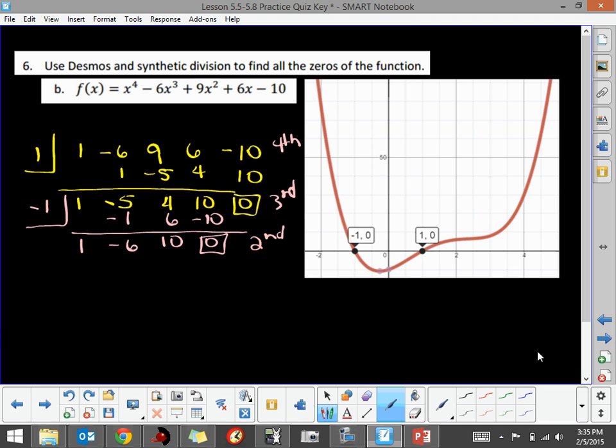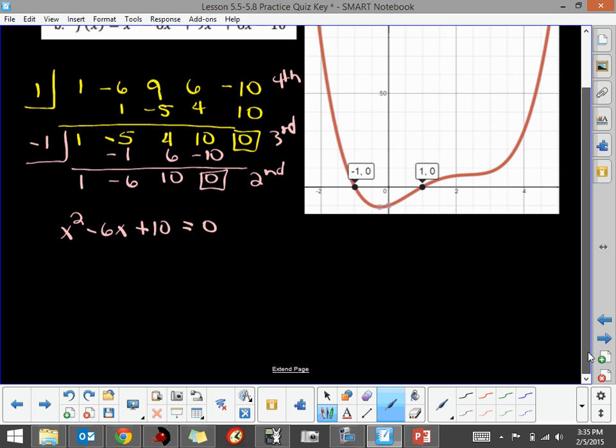Once I get to a second degree, I take our second degree polynomial, x squared minus 6x plus 10, set it equal to 0, and try to figure out, are there some factors of 10 that I could use to get a -6? Well, the only factors of 10 that I could use are 1 and 10, and 2 and 5, and no combinations of those are going to give me the -6 that I need. So I'm going to be forced into using the quadratic formula for this.